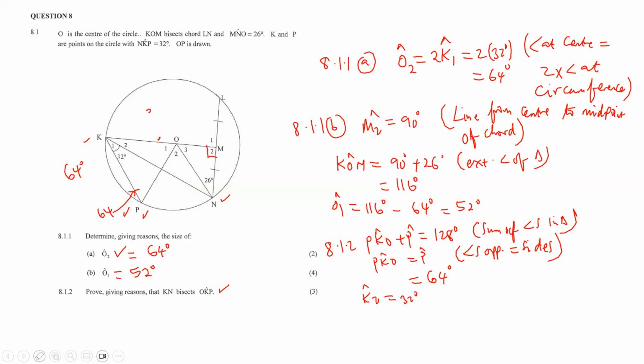As a consequence, K2 is 32 degrees, so angle K1 is equal to angle K2. This one here is equal to that angle there, and this is the conclusion. We can draw that KN bisects angle OKP. And therefore we are done.